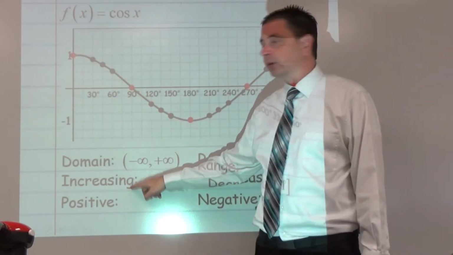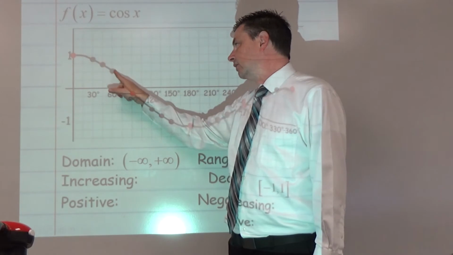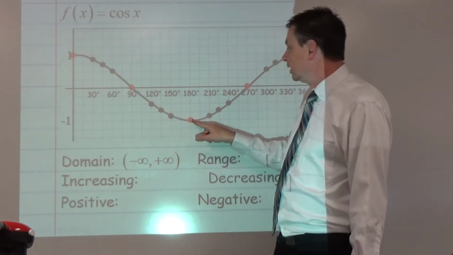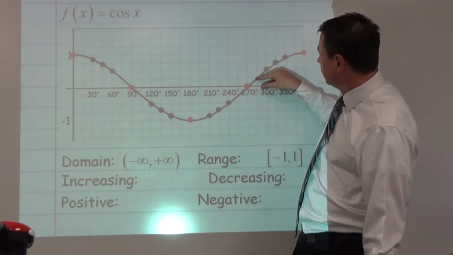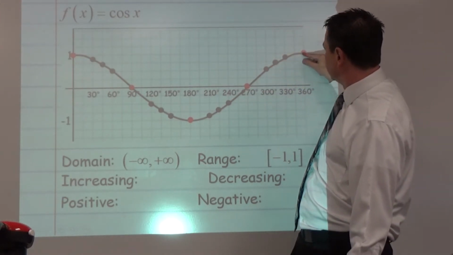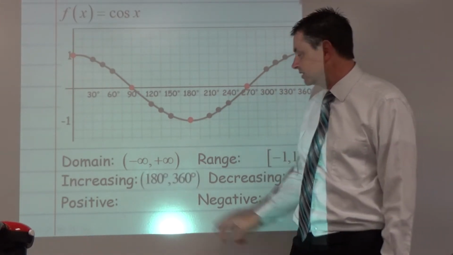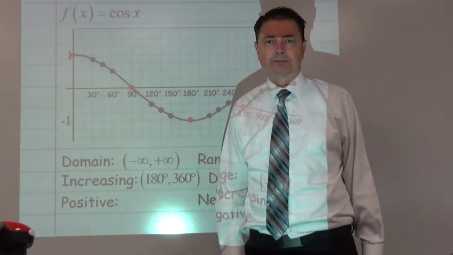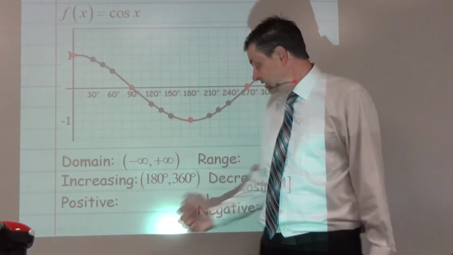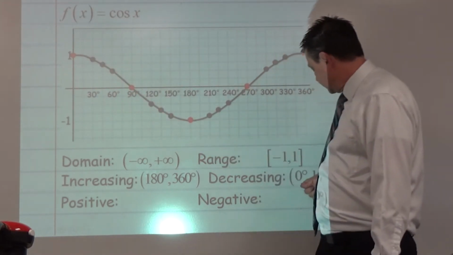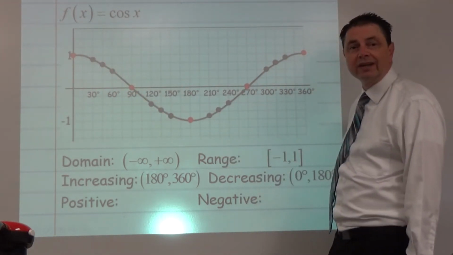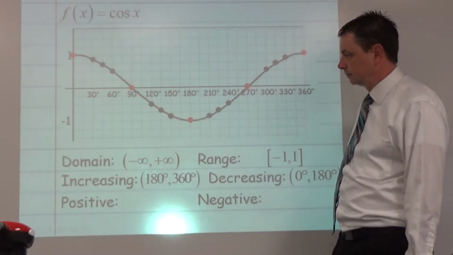Where is our graph going up? Not here, going down, down, down. Oh, here, we're going to start to go up. We started going up at 180, up, up, still up, until we get to 360 degrees. Where is it decreasing? It was going down this part of the graph, so 0 degrees to 180 degrees.